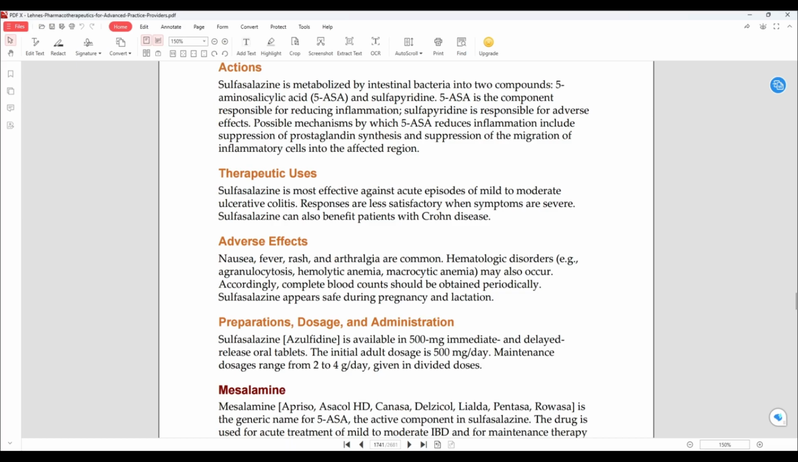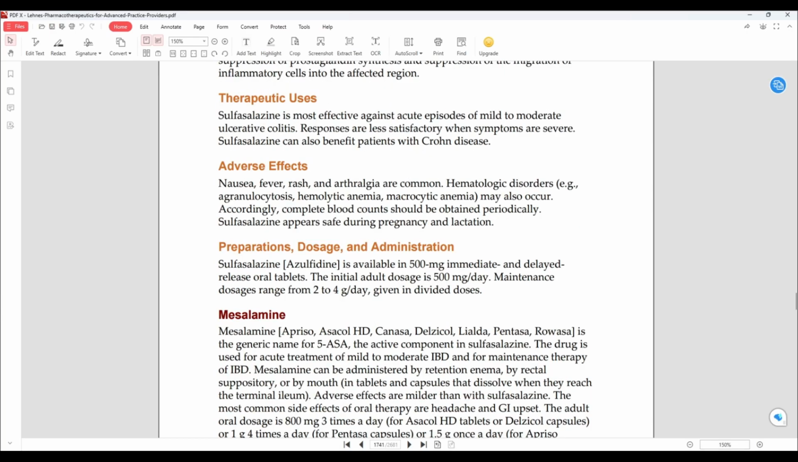Its actions. Sulfasalazine is metabolized by the intestinal bacteria into two compounds, 5-aminosalicylic acid and sulfapyridine. The 5-ASA is the component responsible for reducing inflammation. Sulfapyridine is responsible for adverse effects. Possible mechanisms by which the 5-ASA reduces inflammation include the suppression of prostaglandin synthesis and suppression of the migration of inflammatory cells into the affected regions.